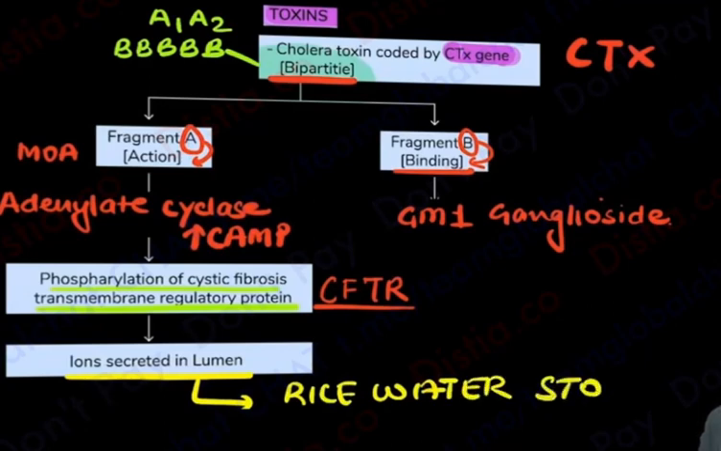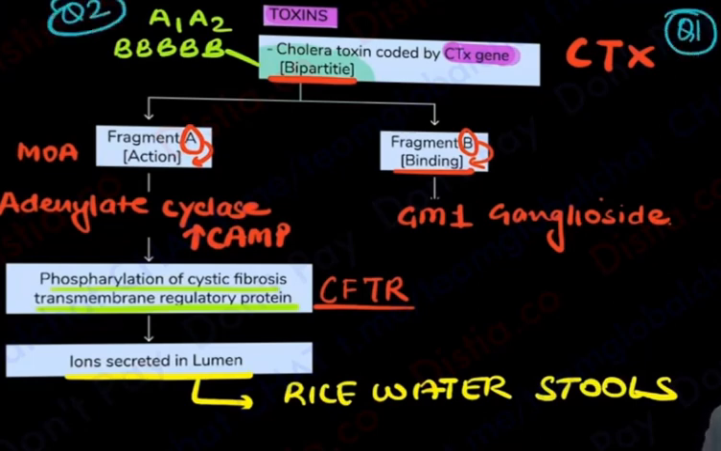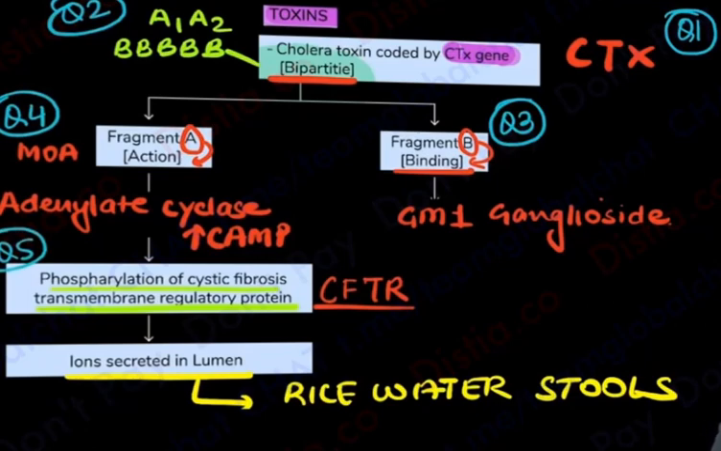So now what are the questions that you will get? Question number 1, I'm marking the questions, watch out for it. Question number 1 is going to be which toxin? Cholera toxin. Do you know the structure? Yes, A1, A2, BB, BB. Okay. After this, what is B going to bind to? It is going to bind to the GM1 ganglioside. What is A going to do? It is going to increase the cyclic AMP. That is going to have an impact on which receptor? The cystic fibrosis CFTR, and then that is going to result in rice water stools.